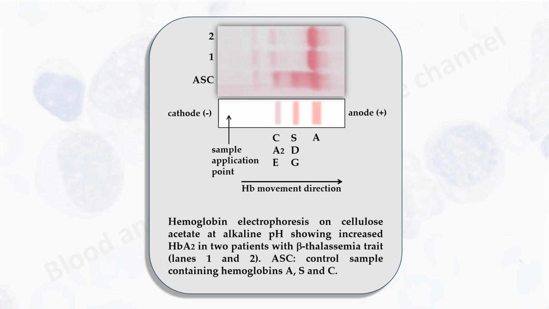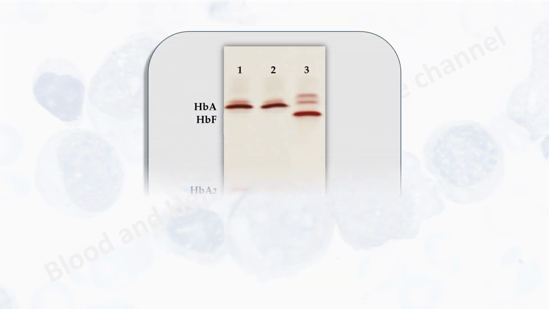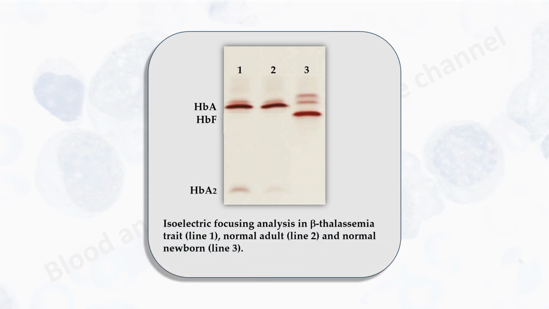Hemoglobin electrophoresis on cellulose acetate at alkaline pH, showing increased hemoglobin A2 in 2 patients with beta-thalassemia trait. ASC is a control sample containing hemoglobins A, S and C. Isoelectric focusing analysis in beta-thalassemia trait, normal adult and normal newborn.